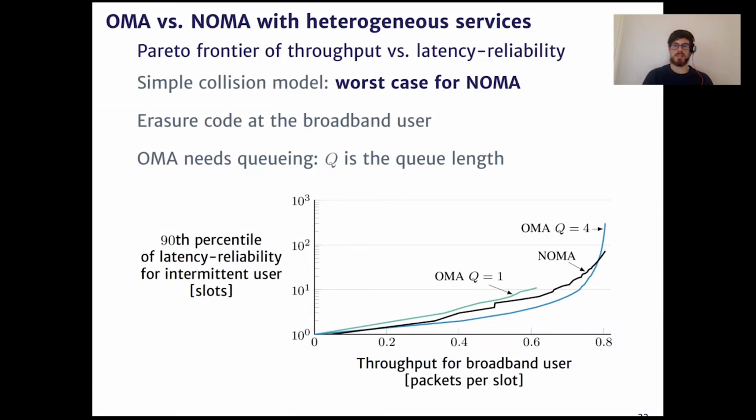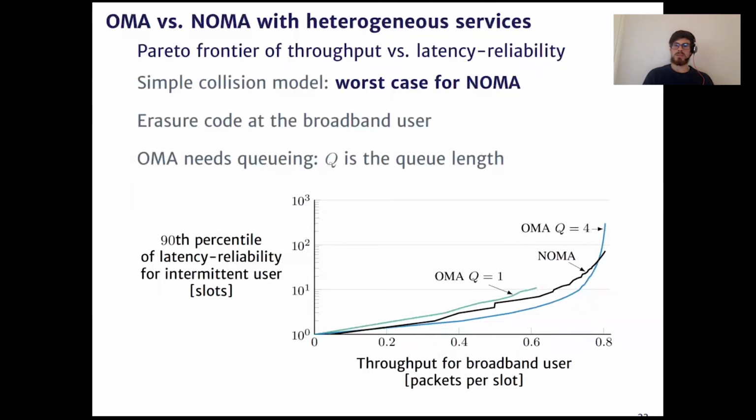Basically, since the URLLC user is not able to transmit at each time slot, what he has to do is to queue some packets, so he won't drop them. If we don't queue, the performance is quite low because the maximum throughput that we can achieve for the broadband user is not that great. And compared to NOMA and OMA with queuing, the latency is way higher.